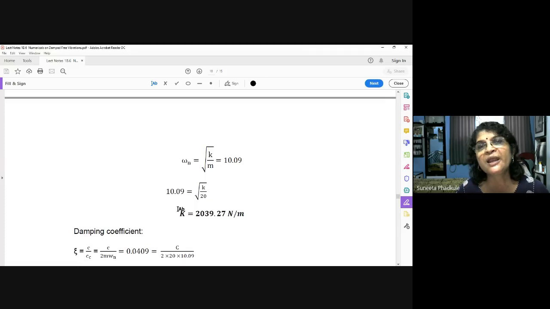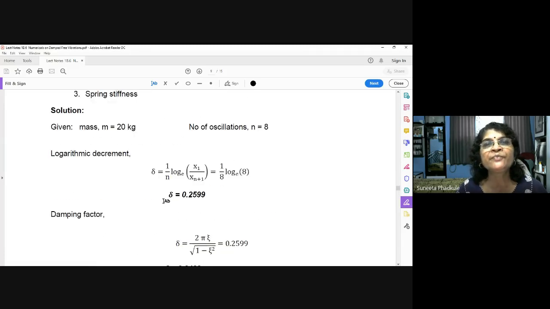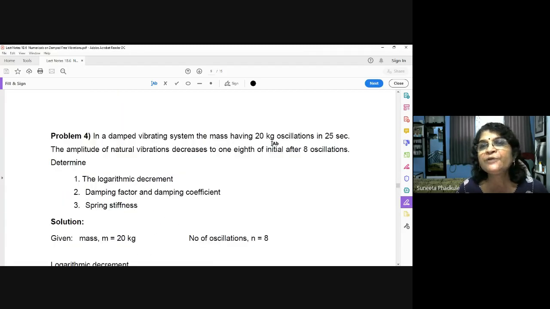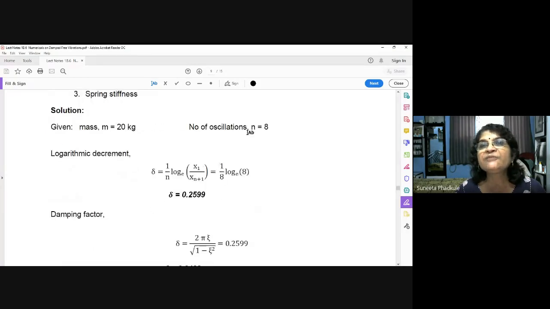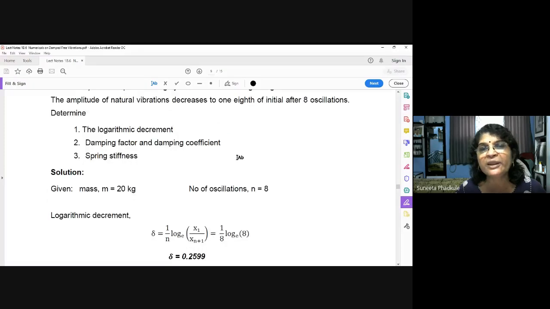Okay, so again I will just recap this problem. Please make the correction. This PDF I have already uploaded in our Moodle, so there we have to make the correction. 40 oscillations, 40 is missing over here in the typing. That is a typing mistake. So M is given, number of cycles are given, then reduction is given, 1 by 8, x1 upon xn plus 1, and 40 oscillations in 25 seconds.